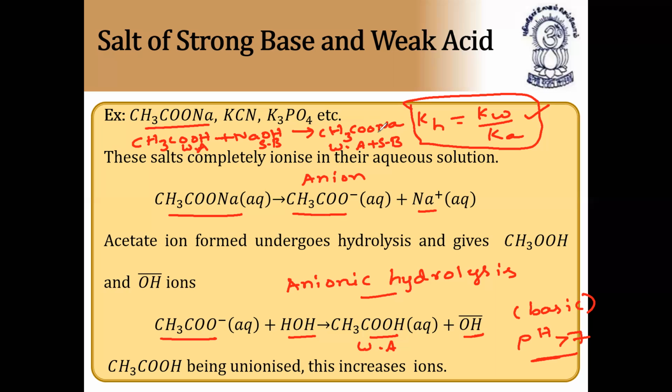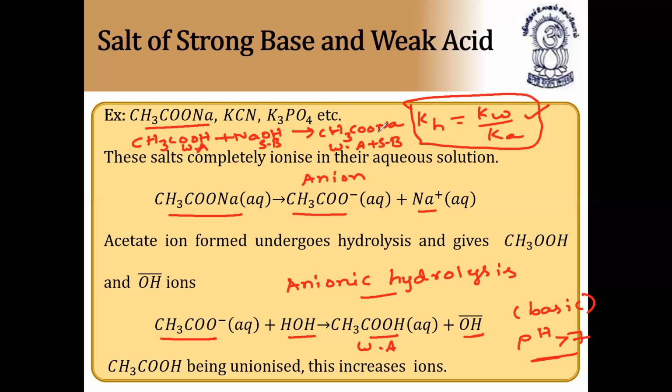So what is the first type of salt? Salt of a strong acid and a weak base. Second type of salt, salt of a strong base and a weak acid. And a salt of a strong acid and a weak base will undergo cationic hydrolysis. Why is it undergoing cationic hydrolysis? Because the cation of the salt, that is ammonium ions, combines with water and forms a weak base.